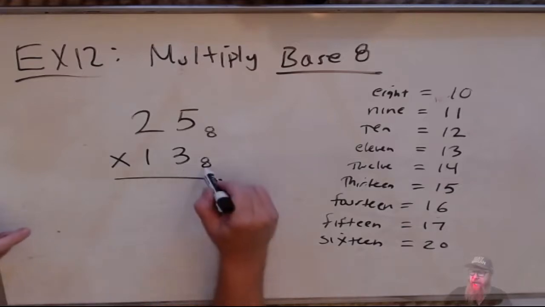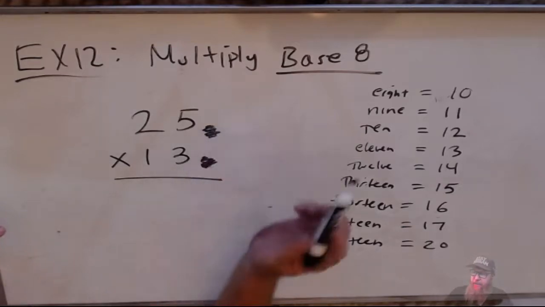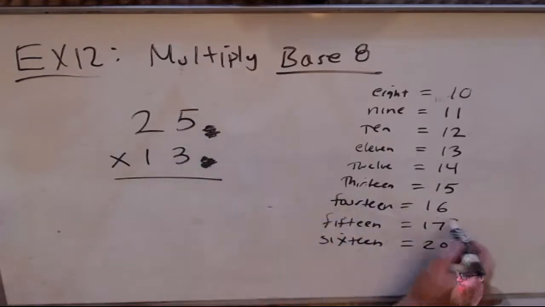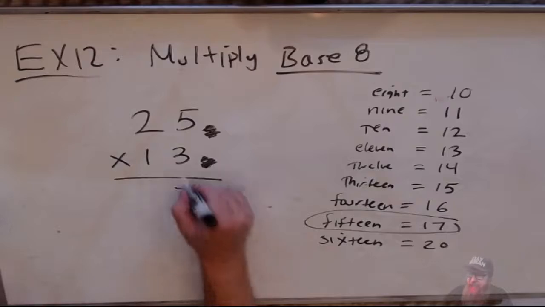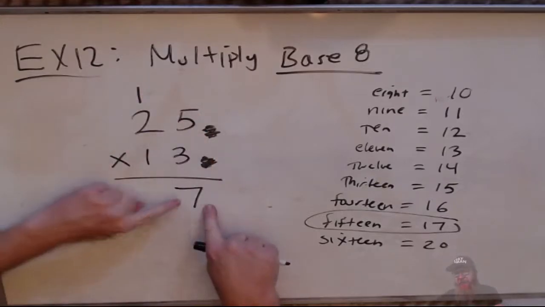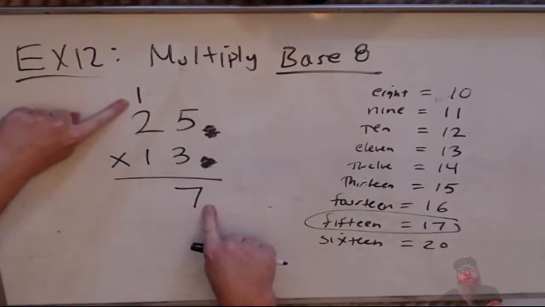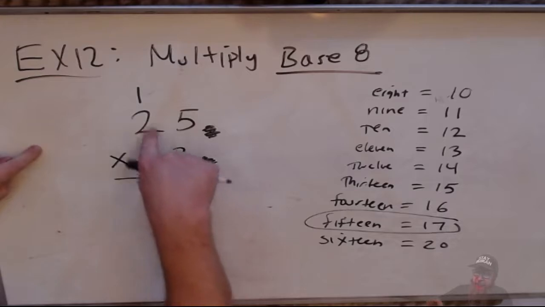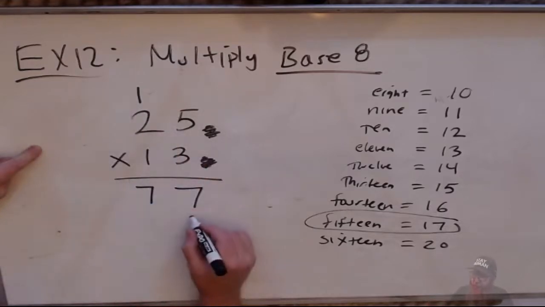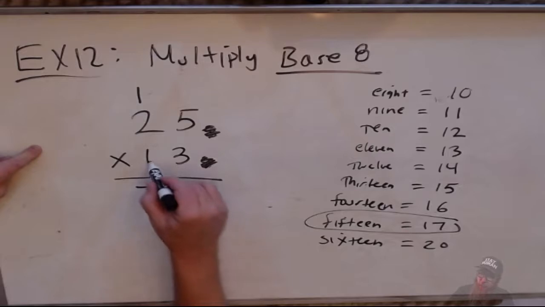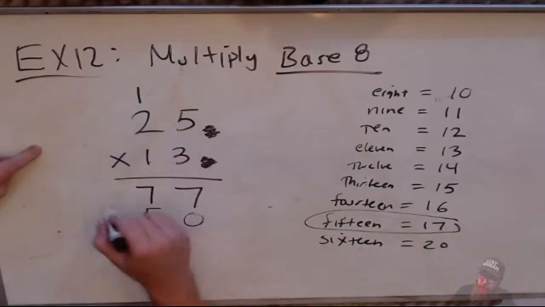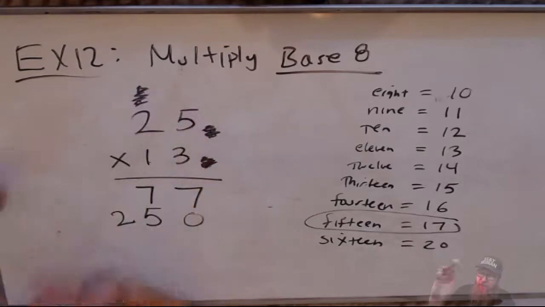All right, so again, I like to cross off the base. Just get it out of my way. 5 times 3, 3 times 5, that's 15. So it looks like a 17. So 7 and then carry the 1. Okay, 3 times 2 is 6. 6 plus 1 is 7. Put a placeholder. 1 times 5 is 5. 1 times 2 is 2. I like to cross off that so I don't double count it.